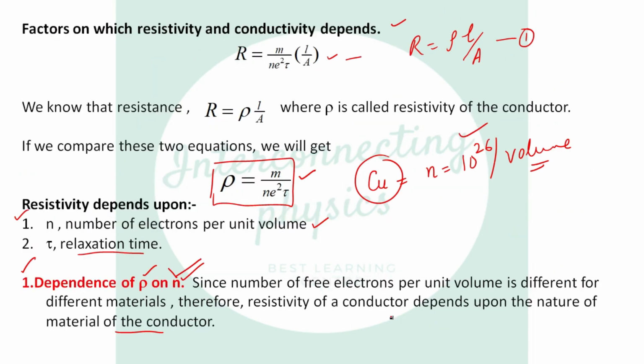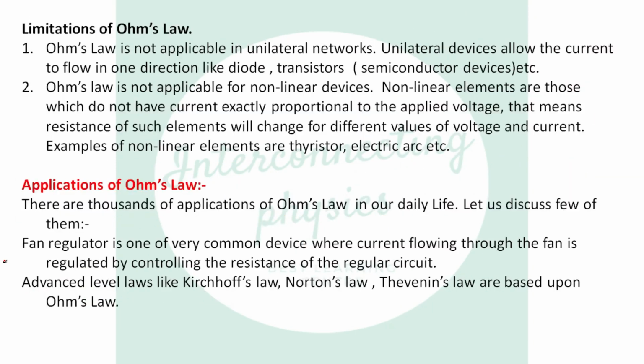Okay. So this was the dependence of resistivity on the number of electrons per unit volume, that is the nature of the material, and the relaxation time. Now let us see further limitations of Ohm's law. Number 1. Ohm's law is not applicable in unilateral networks. Unilateral network means networks which allow current to flow in only one direction. For example, in semiconductor devices, that is diodes, transistors, Ohm's law does not work.